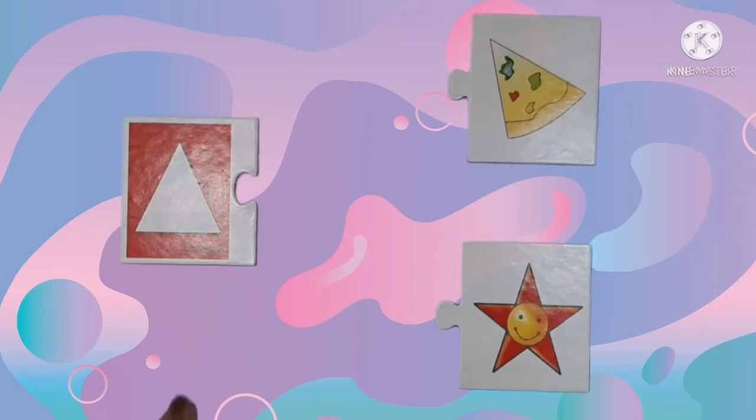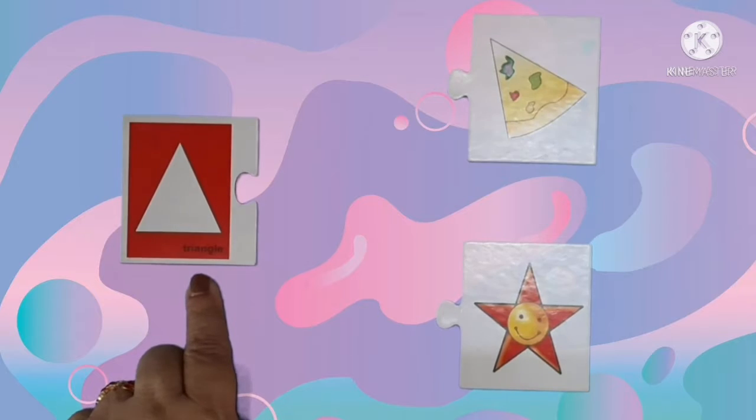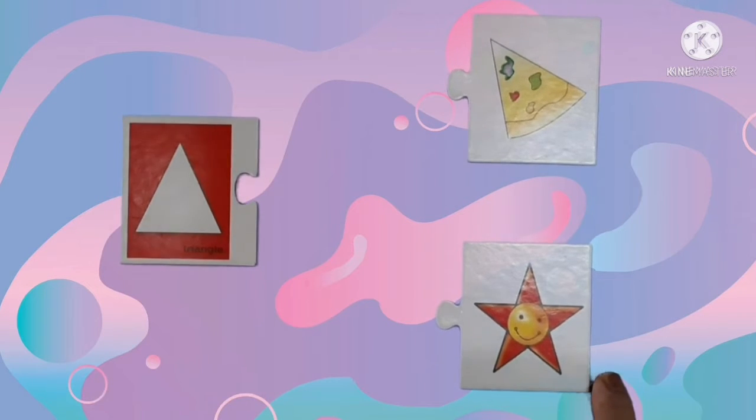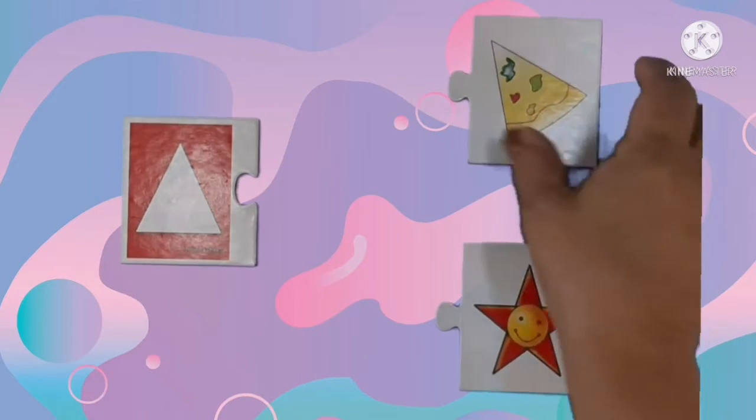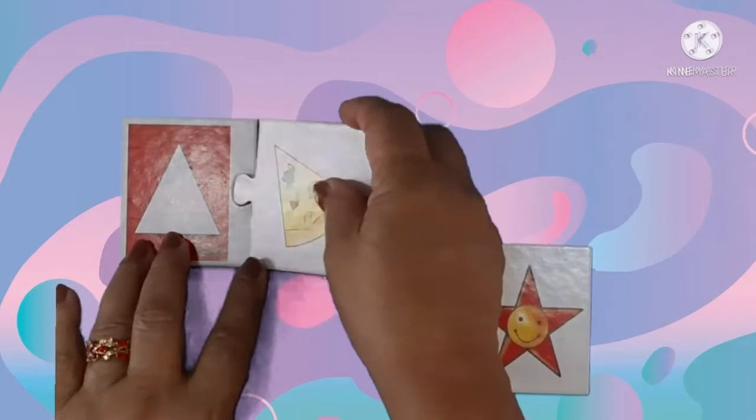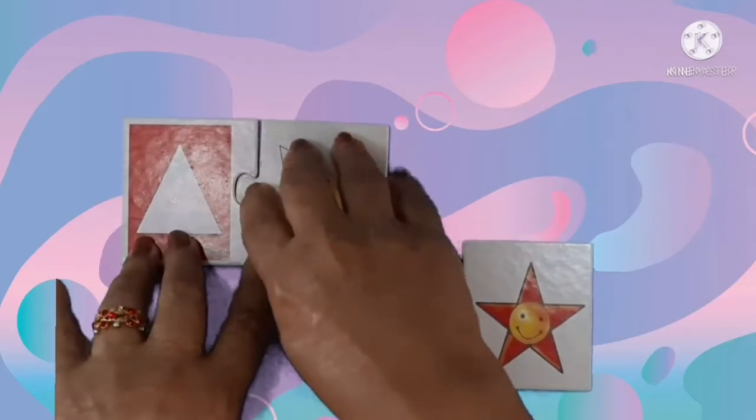Now let's look at the next shape. What shape is this? Triangle. Is this a triangle? No. What about this object? Yes. So let's fix it here. Good job, children.